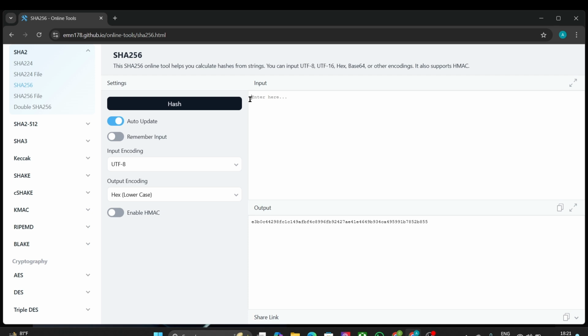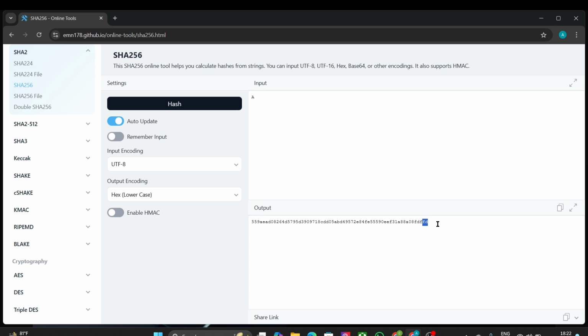Suppose I'm giving A, it will always generate a hash starting with CA9797 and ending with 8BB. So for the same input, it will always generate the same output. Remember this: for small a, it generates CA97 and ending with 8BB. If I give capital A, it gives a different output, starting with 599 and ending with FFD.